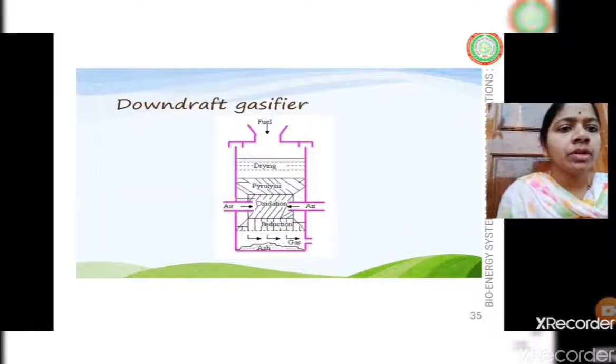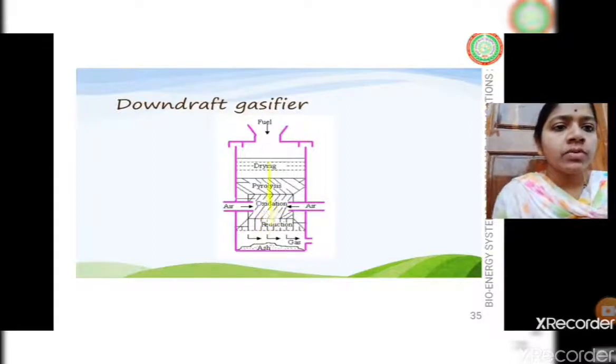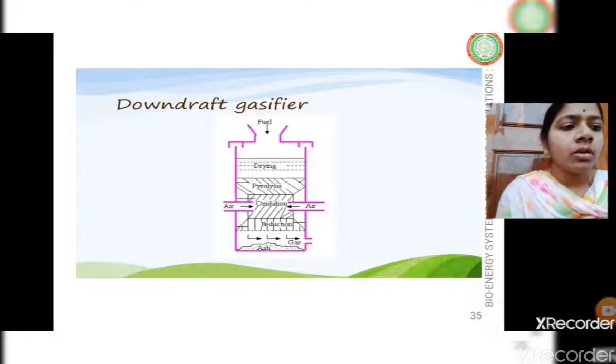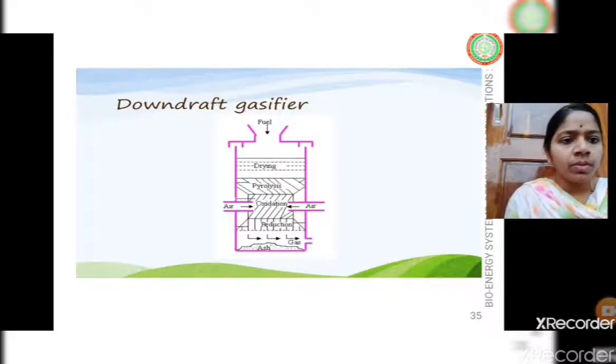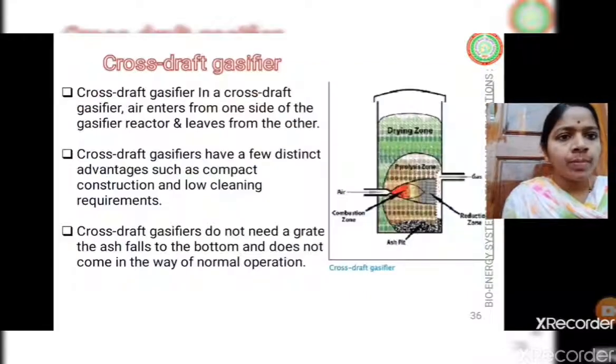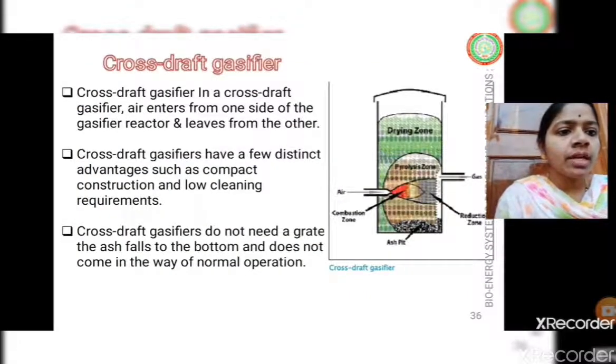So this is a picture of the downdraft gasifier. See here, the fuel is added from the top, and the air is added in this direction; the fuel as well as the air move in this direction. Therefore this producer gas will not contain much tar; only a low quantity of tar will be present in the downdraft gasifier.